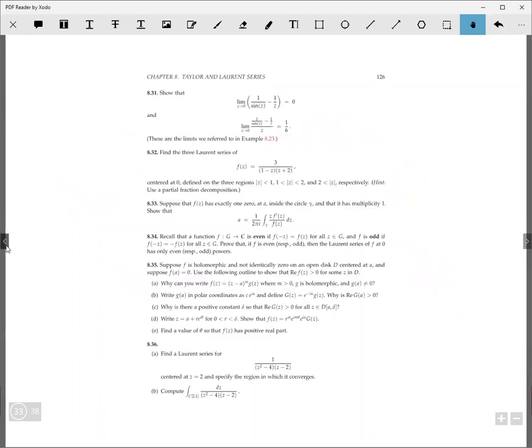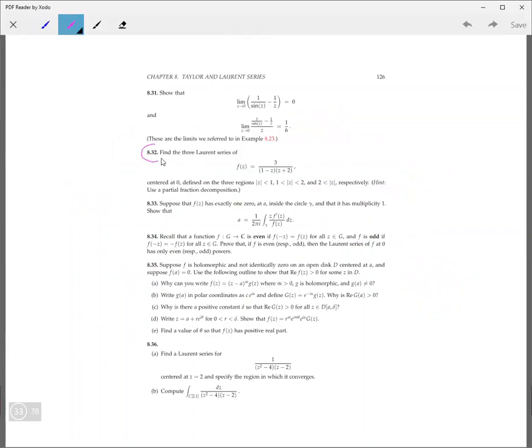I want to also give you an idea about how to do number 32, this one right here. It says in 3 regions, and the hint is to use partial fraction decomposition. So that's the first step: find this A and B, and then you have that.